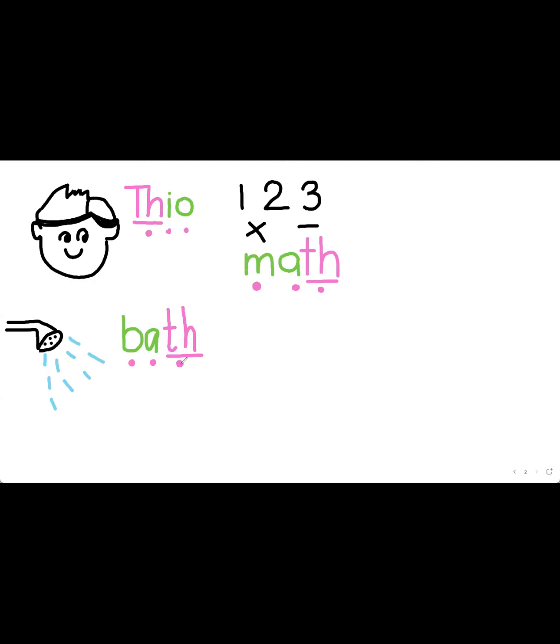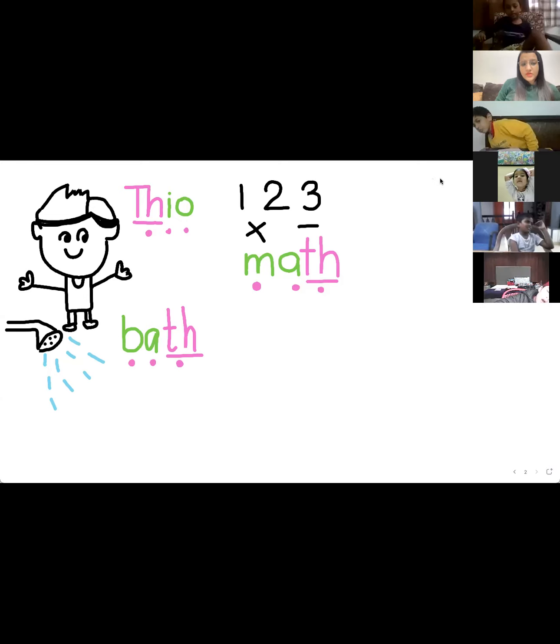So Theo got up in the morning and he took his bath and he started studying his math. And then there was a mirror in front of Theo. And when he saw the mirror in front of him, he saw that I am so... What kind of boy do you feel Theo is? Is Theo very fat or is Theo very thin? Is Theo fat? He's good.